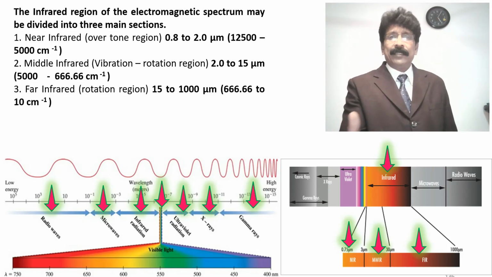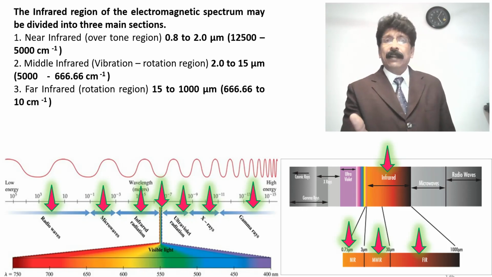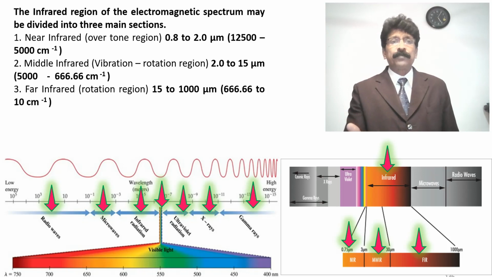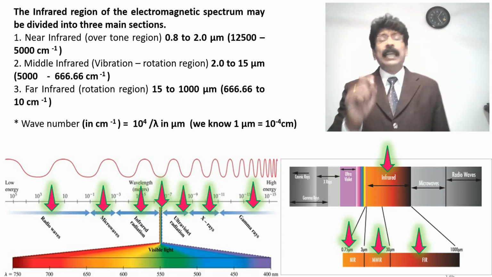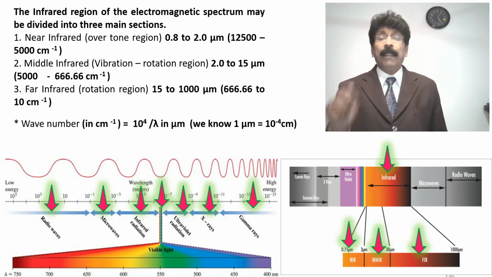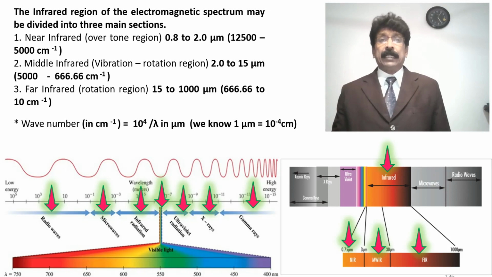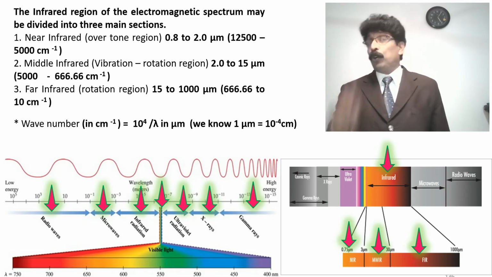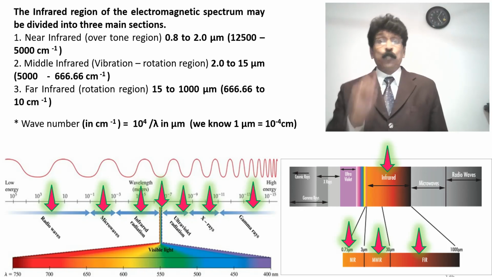Electronic change in the organic molecule occurs in UV, while vibrational energy and rotational energy changes will happen in the middle IR region when it falls on the organic molecule. The far region also gives rotational changes. Wavelength in IR is usually measured in centimeter inverse, that is equal to 10 to the power of 4 by lambda in micrometer. We know 1 micrometer is equal to 10 to the power of minus 4 centimeter, that means 1 divided by 10,000.